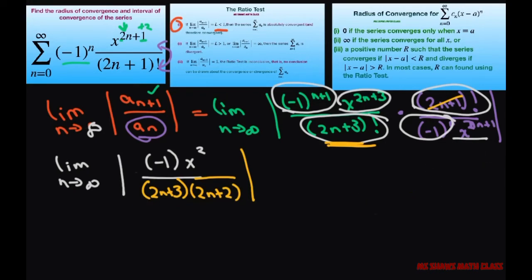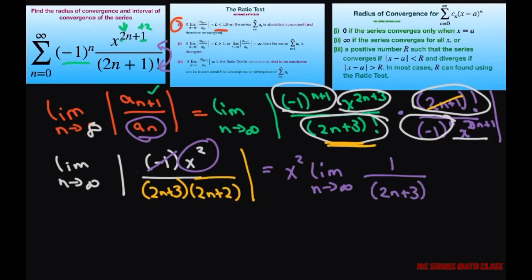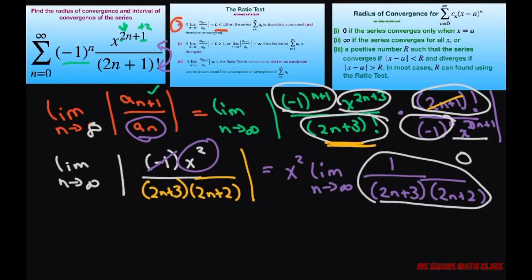Okay, next, let's go ahead and pull out our x squared. We don't have to put the absolute value on it because it's squared. Then we have the limit as n approaches infinity, and also this -1 turns to 1. So we're going to have 1 divided by 2n plus 3 times 2n plus 2. Now when you take the limit of this and substitute in infinity, this is going to turn to 0. So we have this equals x squared times 0, which is less than 1.